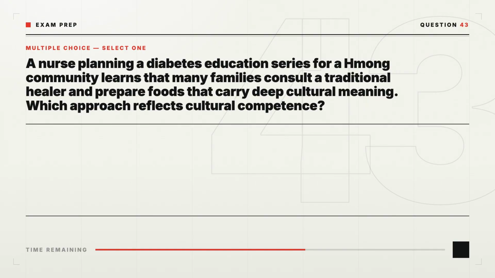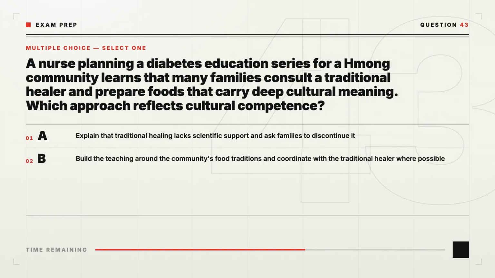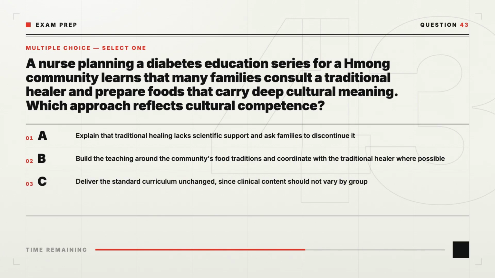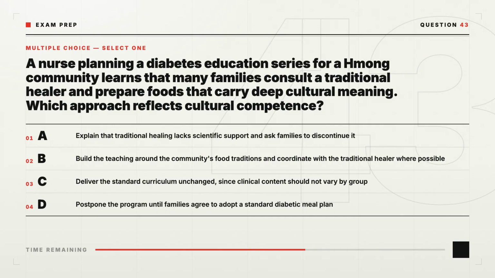Your options are: A. Explain that traditional healing lacks scientific support and ask families to discontinue it. B. Build the teaching around the community's food traditions and coordinate with the traditional healer where possible. C. Deliver the standard curriculum unchanged since clinical content should not vary by group. D. Postpone the program until families agree to adopt a standard diabetic meal plan. Before I reveal it, which one do you think is right?